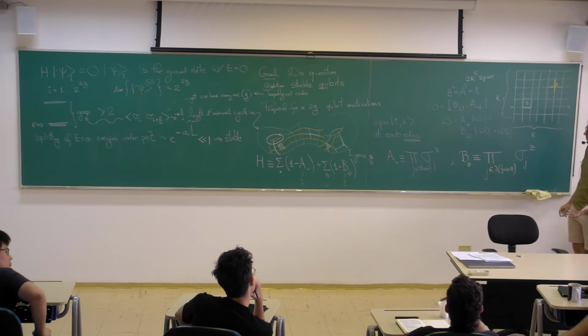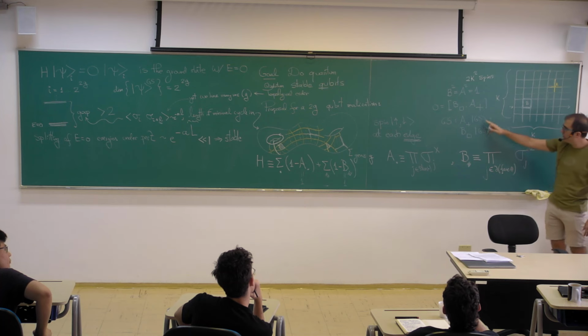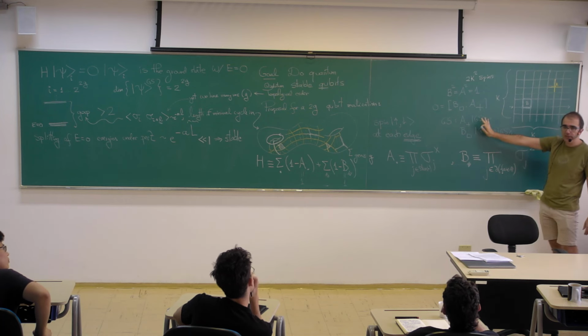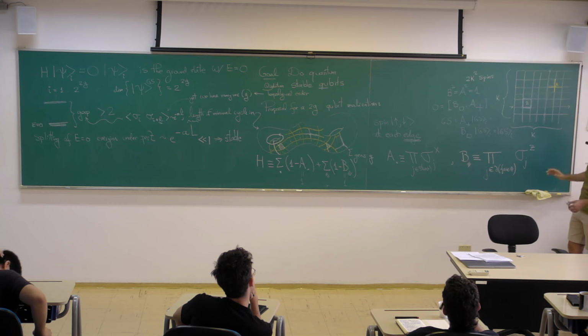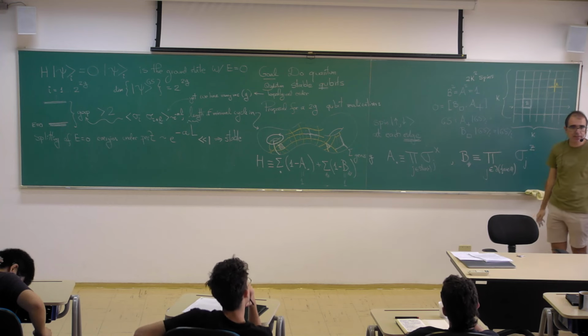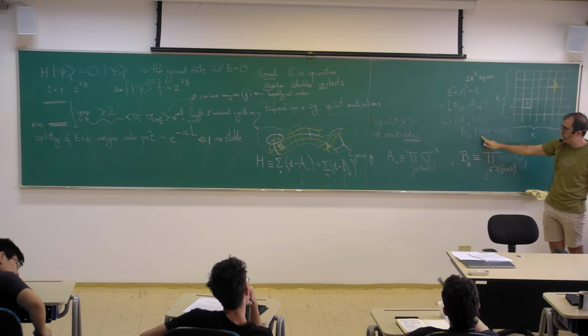Now we have many conditions for B and many conditions for A. So you could think that imposing all these conditions could completely give you a unique ground state. Then it would not be degenerate. But it is degenerate. And why? Because these A's and B's are not all independent. So even if you impose all these conditions, you don't fix the ground state completely.